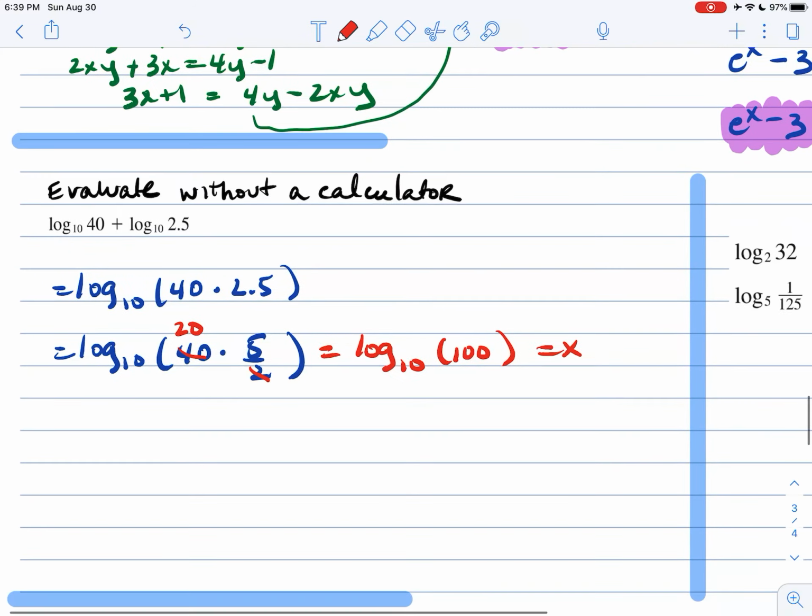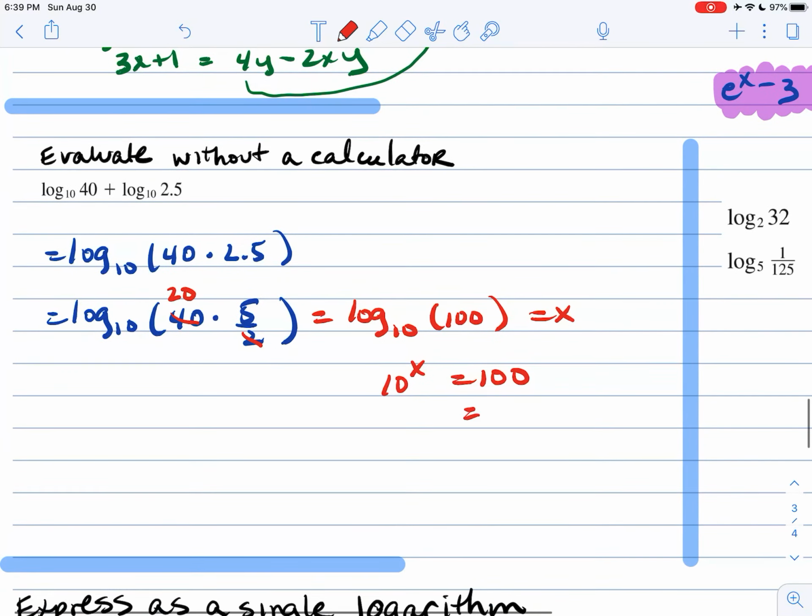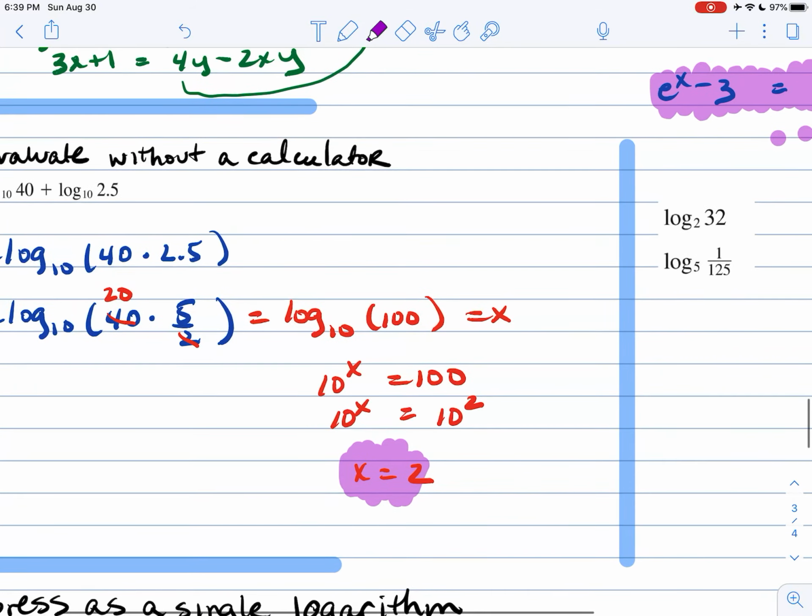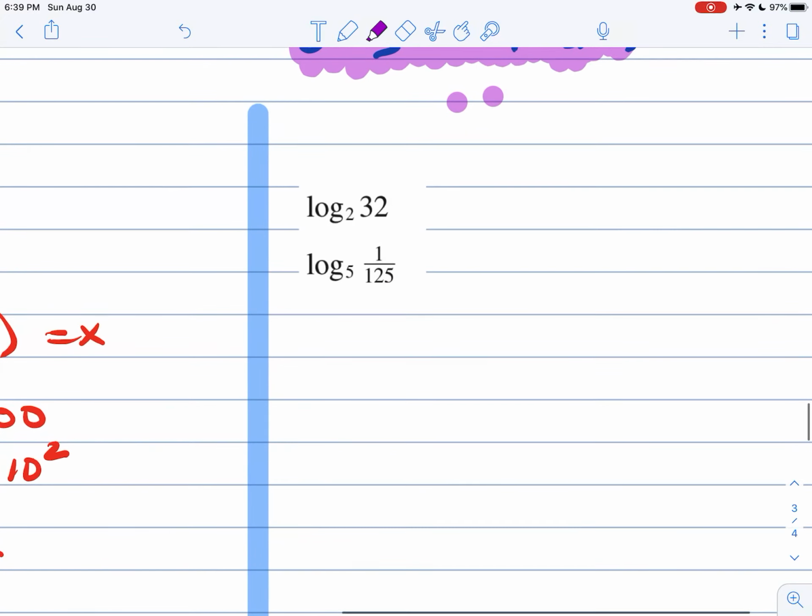And if I just say that this is equal to x, and I transform this, 10 to the what power gives me 100, and I can replace 100 with 10 squared. And because 10 to the x is 1 to 1, because it passes the horizontal line test, then I know that my x here is actually going to equal 2. Good. Same idea over here.